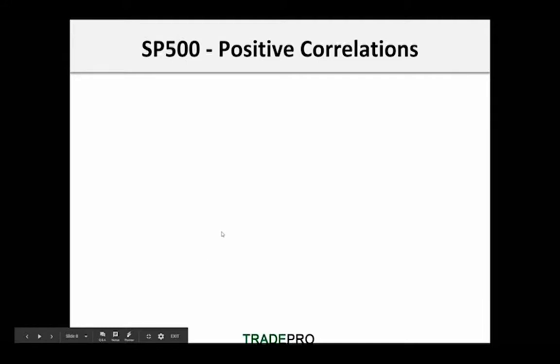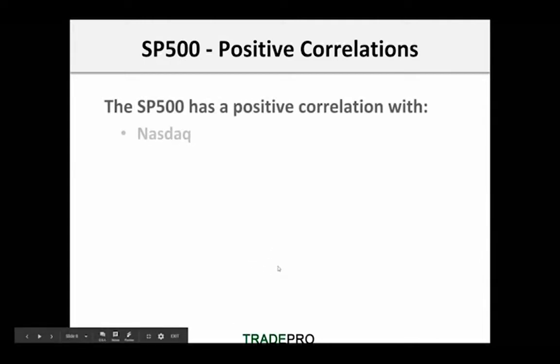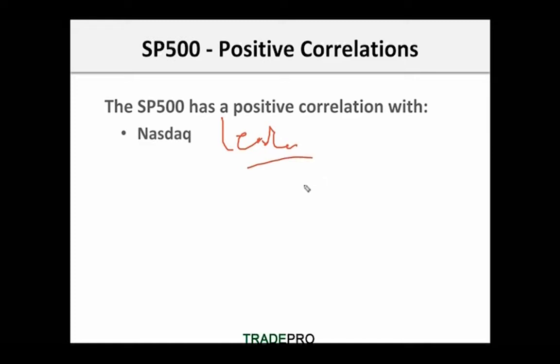So here's your S&P 500 positive correlations. That means these are things that are moving together, lockstep, in sync at the same time. The S&P 500 correlates positively with NASDAQ. And in fact, NASDAQ is what we call a leader. It is a market that, when the S&P 500 goes up, NASDAQ should have been moving higher first. It tends to move first.